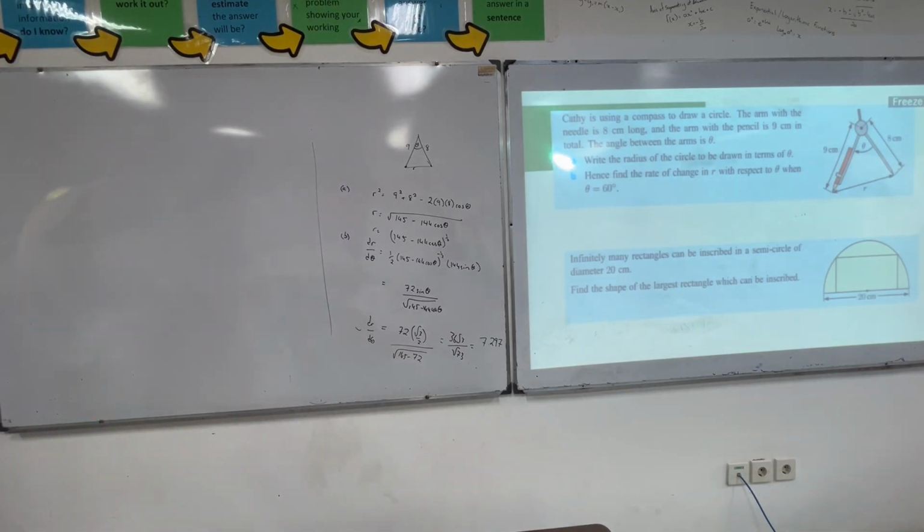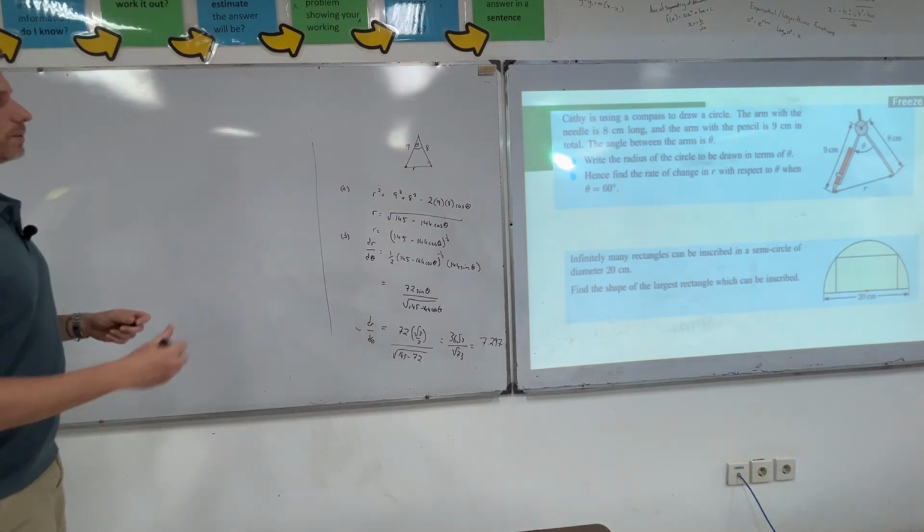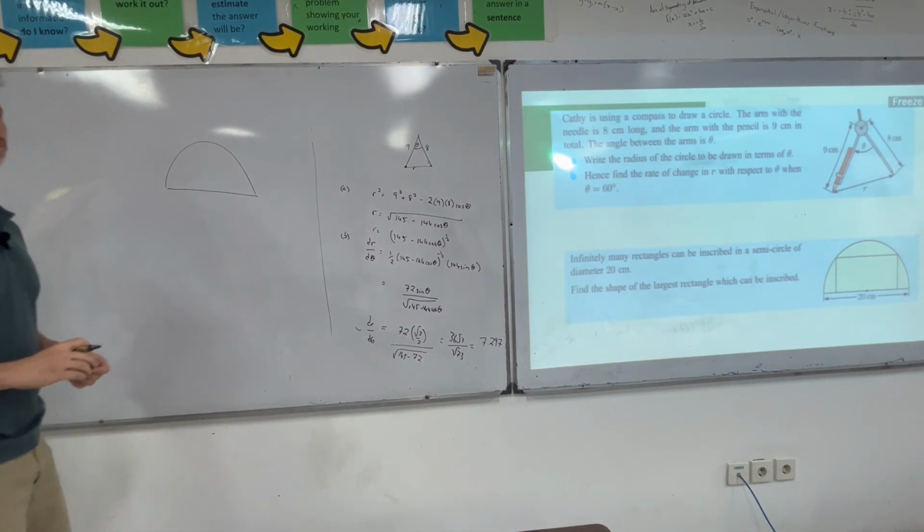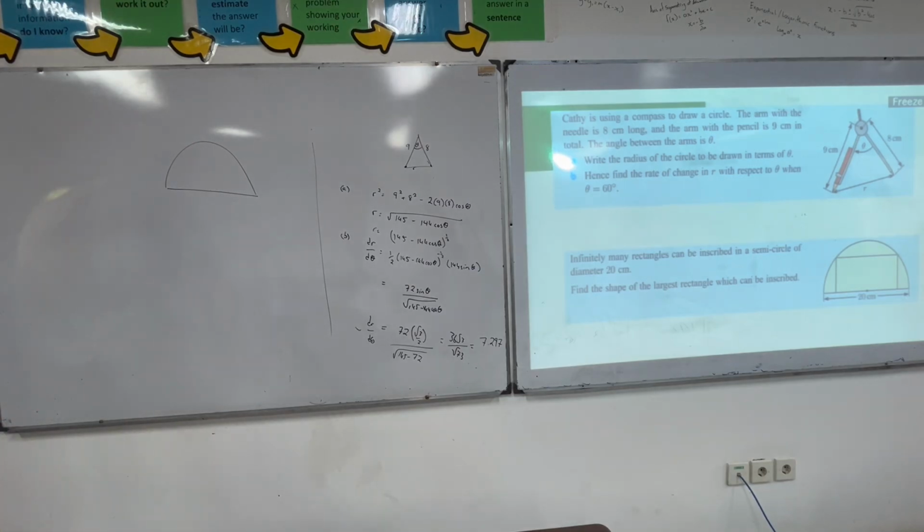Infinitely many rectangles can be inscribed in a semicircle of diameter 20. I don't even understand what that means. Someone's going to have to explain that to me. Oh, that's a semicircle. Half a circle. You can keep fitting rectangles in.